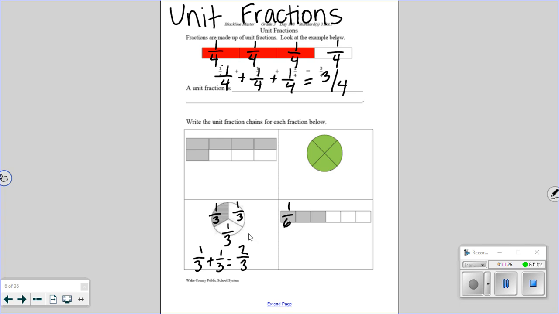All right, what about this piece right here? What is this one going to be worth? 1/6. Kelly, what about the one next to it? 1/6. What about this one? Jackson? 1/6. Mason, what about this one? 1/6. Yep. What about this last one? What's that one worth? 1/6.